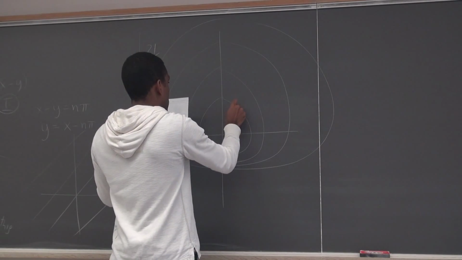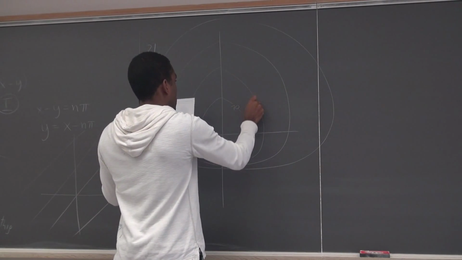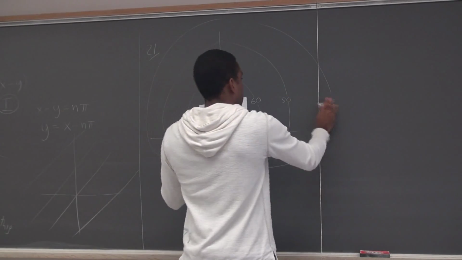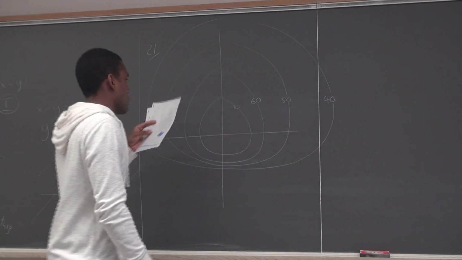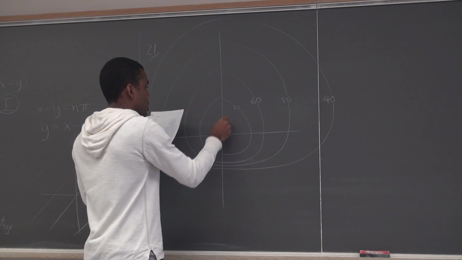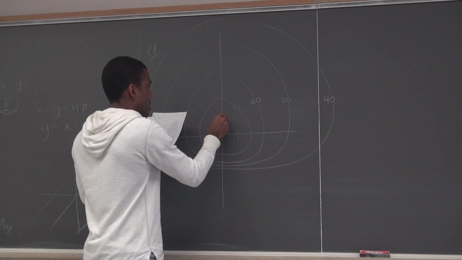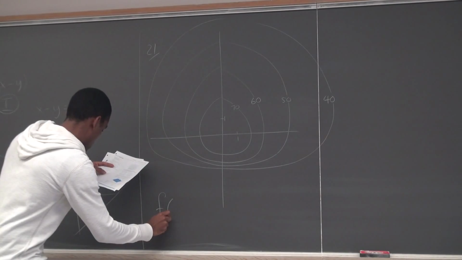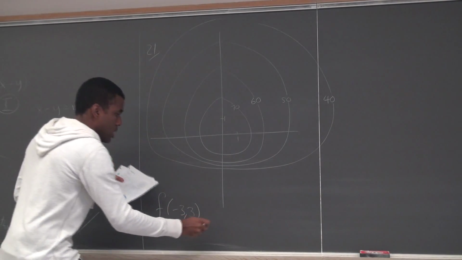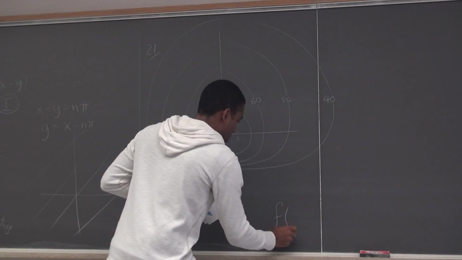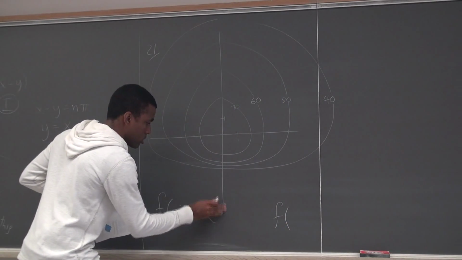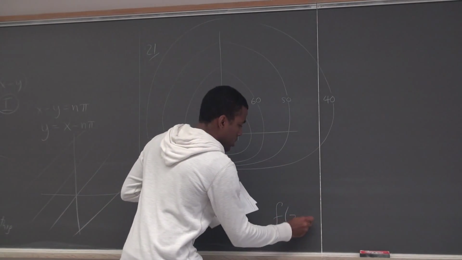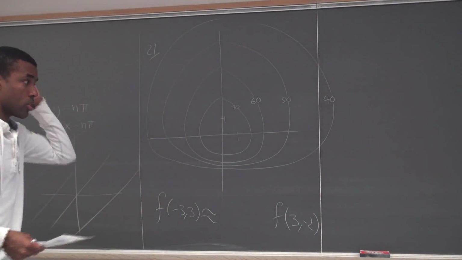So this one is 70, this one is 60, this one is 50, and there's a 40. And one is here, it's on a grid, it's very hard to see. So basically we want to estimate f(-3, 3) and f(3, -2). Basically just find these points on the graph, right?